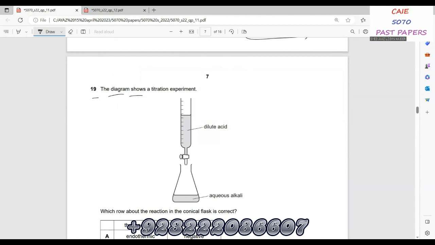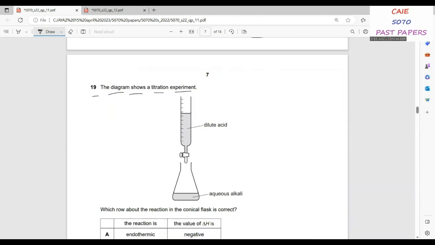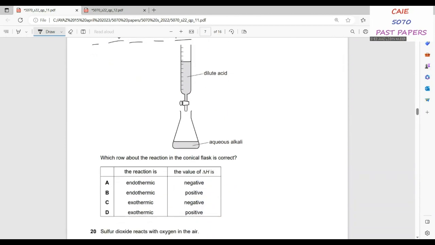19. The diagram shows a titration experiment. We are adding dilute acid from the burette, and we are adding dilute acid to aqueous alkali in the conical flask. Which row about the reaction in the conical flask is correct? The reaction is exothermic. So either C is correct or D is correct. The value of delta H is negative. So C will be the right answer for this question.